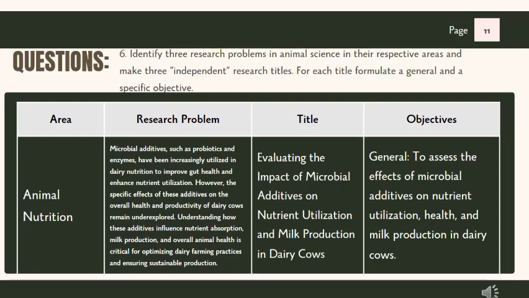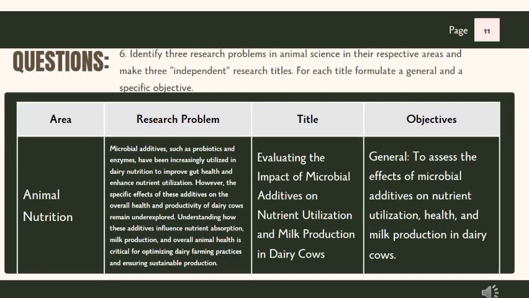Area, animal nutrition. Research problem. Microbial additives in dairy cow nutrition show promise in improving gut health and nutrient use. However, their specific impacts on overall cow health and productivity need more research. Better understanding these effects is crucial for optimizing dairy farming and sustainability. Title, Evaluating the Impact of Microbial Additives on Nutrient Utilization and Milk Production in Dairy Cows.